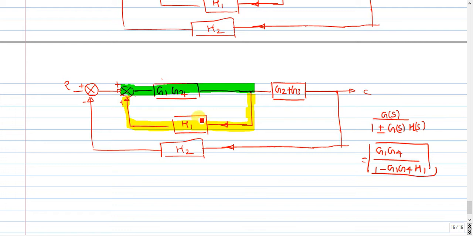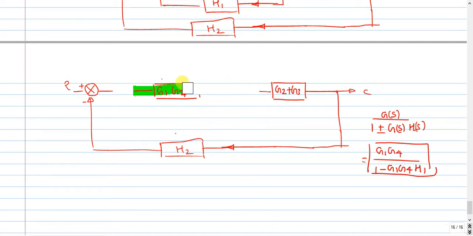After reducing this minor feedback, you can rewrite the complete loop in a single block. So let me represent the same. My block will be G1 G4 by 1 minus G1 G4 H1.